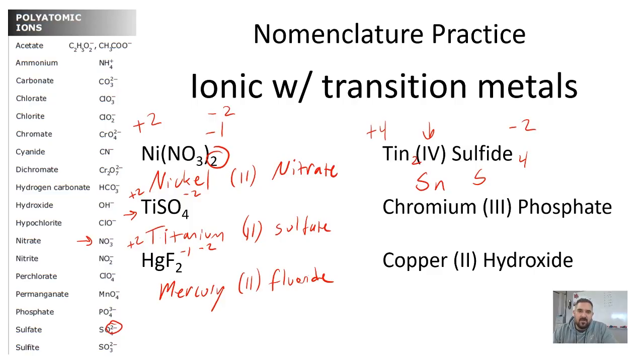If you had crisscrossed this, which would be an answer choice on the test, it would be Sn2S4, which is incorrect just because it would need to be reduced. And to reduce this, you just divide everything by 2, and that would give you SnS2.